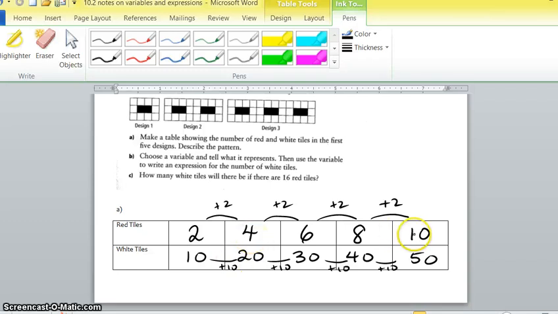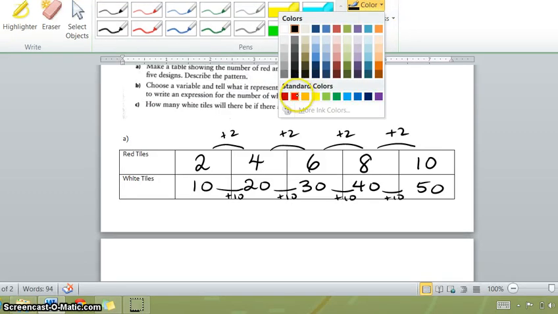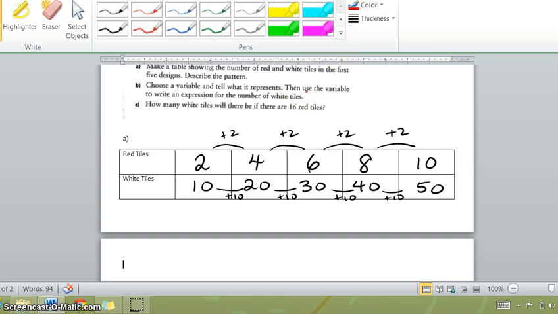So there are a few patterns happening. There's one pattern happening within the red tiles where the number of red tiles between each design increases by 2. The number of white tiles increases by 10 between each design, but there's also another thing happening. So the other pattern we have to identify, and I'm going to go to a different color to show you, is what is happening to get from the number of red tiles to the number of white tiles. What's the pattern happening there? Again, what is the pattern happening from red to white? Okay, now what we could do is I could look at 2 and I can look at 10.